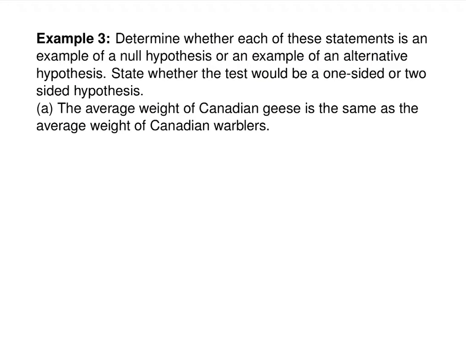Okay. So I'm going to give you some hypotheses. You've got to tell me, are they a null or are they an alternative? And let's just write down what they are. So the average weight of Canadian geese is the same as Canadian warblers. So let's let, I don't know, mu g equal the average goose weight. And mu sub w be the average warbler weight. I have no idea what a warbler is. Or are they at all? I'm not a bird person.